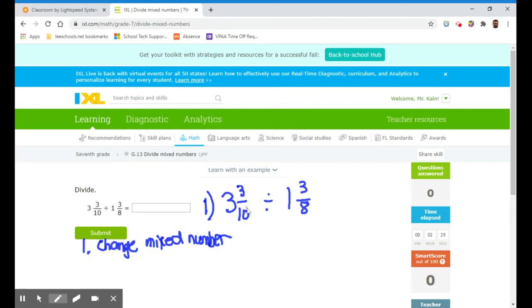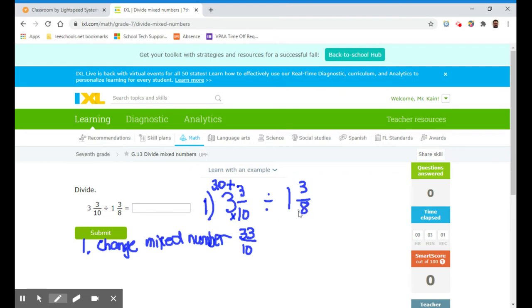So let me show you how to do that. We are going to multiply 10 times 3, so the bottom times the big number. So 10 times 3 is 30, right? Plus the top number, the numerator. So bottom times the big number, and then add the top. So 10 times 3 is 30, plus 3 is 33. The denominator stays the same. Okay, so bottom times the big, add the top.